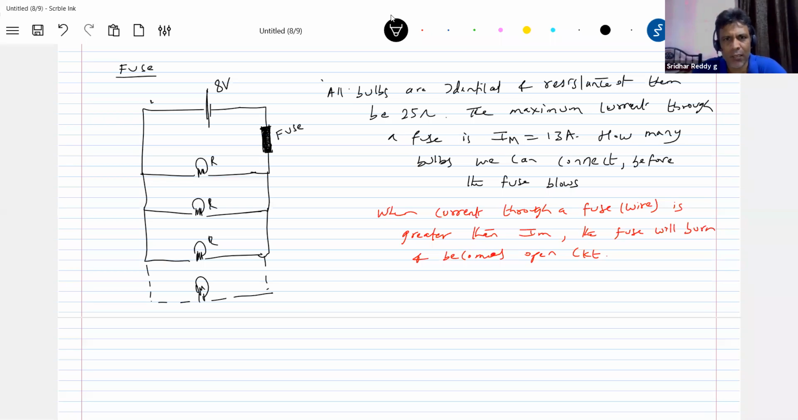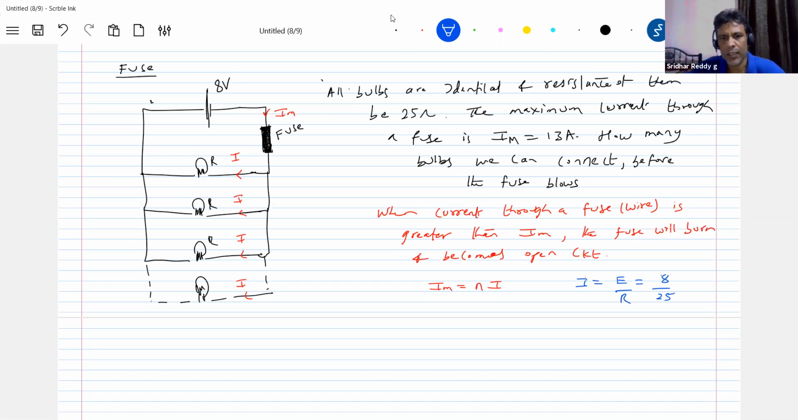So let's do one thing. We'll calculate the current, nothing big. The current through each bulb should be the same. So the total current through the fuse, let me write IM. IM should be equal to NI. What is I? It's connected in parallel across a cell, so I is equal to E by R. What is E? 8 volt.